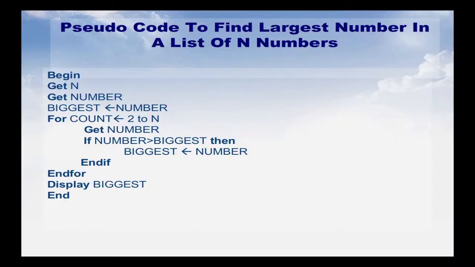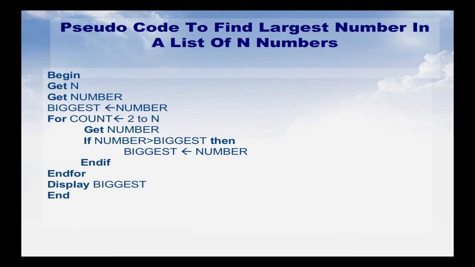To get a better understanding, let us write the pseudocode for another problem of finding the biggest of n numbers. Here you can see that we begin by getting a value n, and also we get another variable number. Here we are going to get n numbers from the user, and as we get n numbers we are going to find which is the biggest number. The first number we get from the user we assign to the variable biggest, thinking that that is the biggest number.